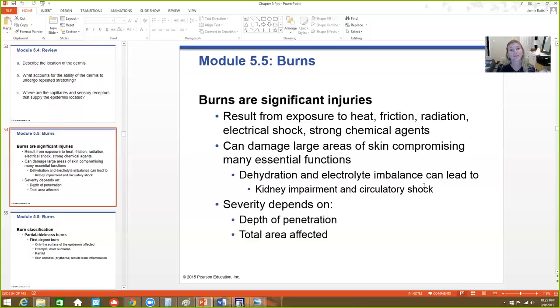So it's very damaging to your skin to have a burn, and it's not just your skin that's going to suffer. You're going to suffer from dehydration because remember, the overall function of your skin is to keep water in, to serve as this water-resistant barrier. So without that barrier, you're going to lose water and dehydrate. You're also going to have an electrolyte imbalance because of the dehydration. So those two things can, in fact, impact your kidneys and your circulatory system.